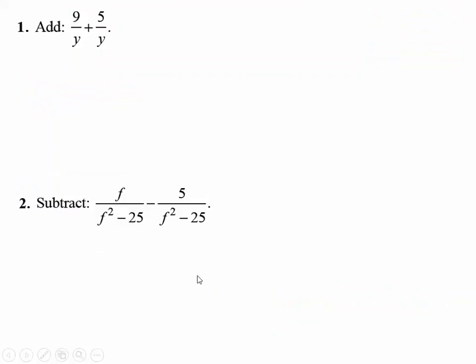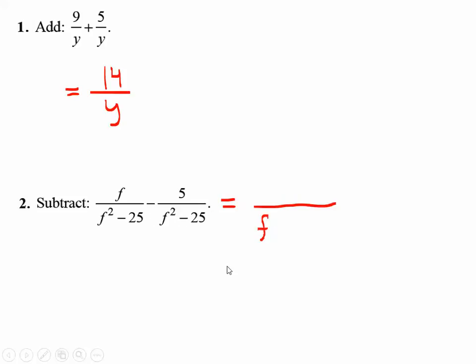Number 1, the easy one here. So common denominator is y. That's great. Keep it. 9 plus 5 is 14. Can I reduce 14 and the y? I don't think so. Since we have common denominators, no need to factor anything yet. Okay, don't start factoring here.